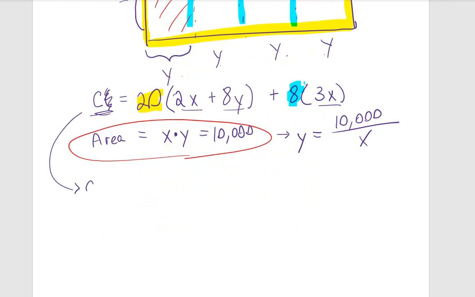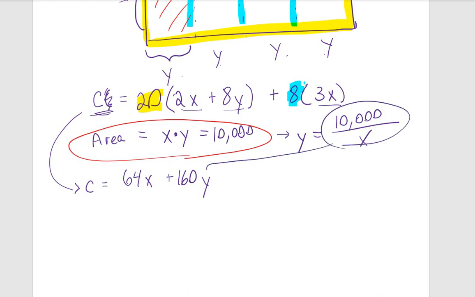So I'm going to have the cost, which, if I expand this out and simplify it, is going to be 64x plus 160y. I can substitute this in for this y, so what I get is a cost function only in terms of x, which is going to be 64x plus 160 times 10,000 divided by x.